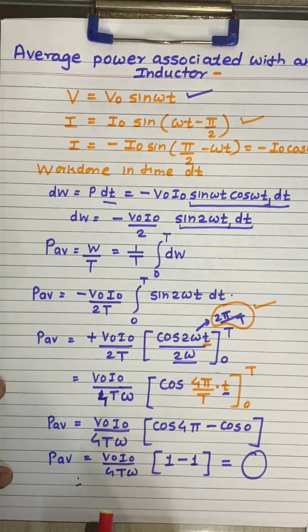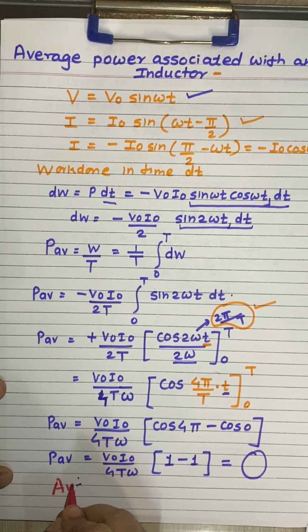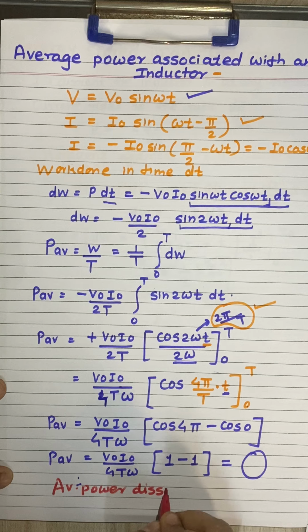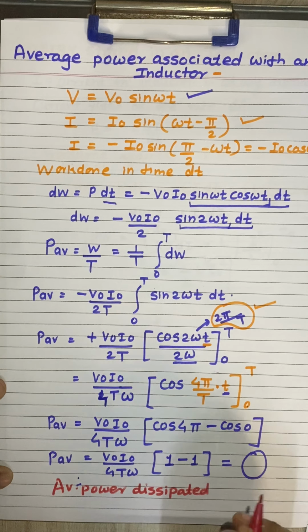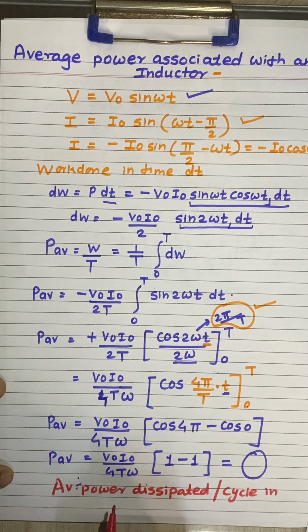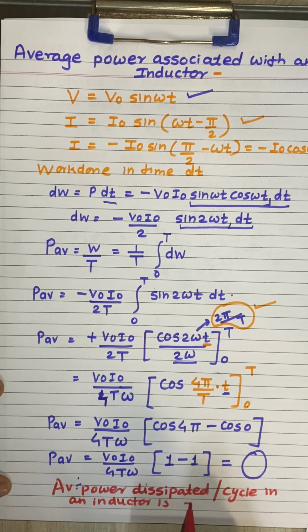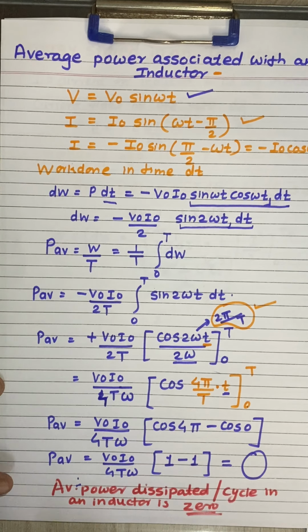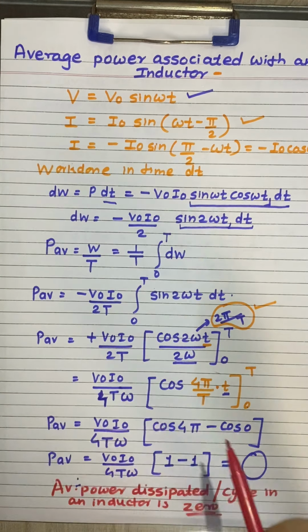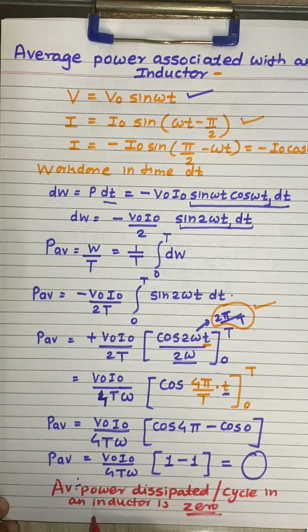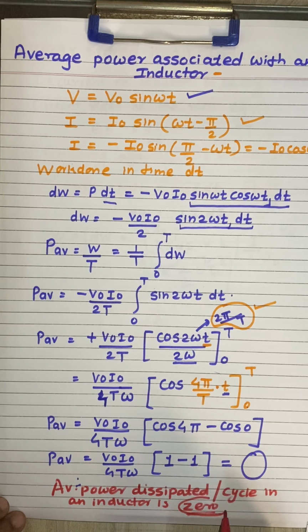That means we can say that the average power dissipated per cycle in an inductor is 0. So we have to understand that the average power associated with an inductor, or dissipated per cycle in an inductor, is always equal to 0.